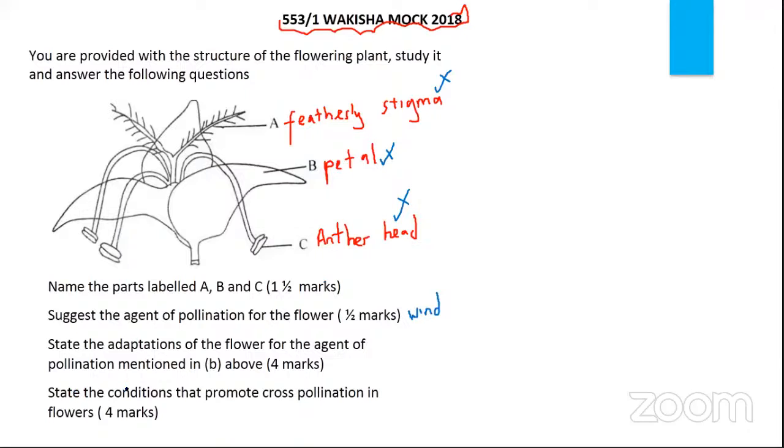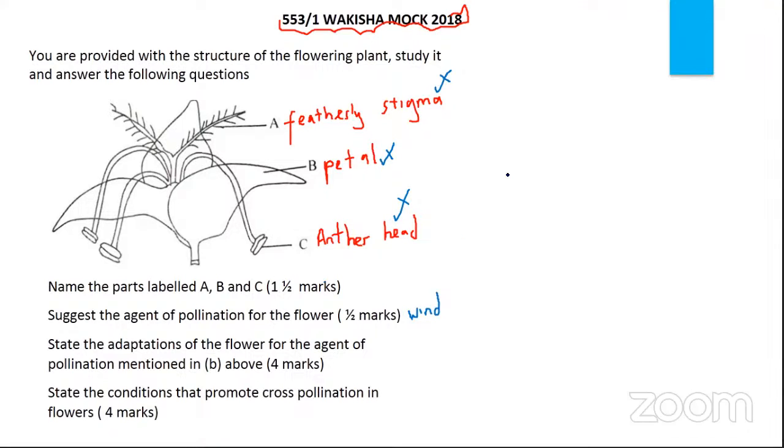And then, what about the last question? The last question says, state the conditions that promote cross-pollination in flowers. Which conditions promote cross-pollination? You can raise your hand and tell us.